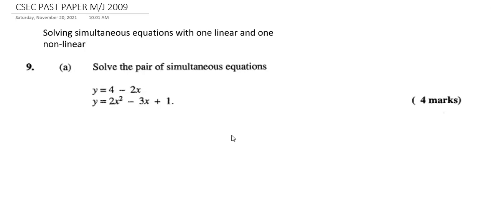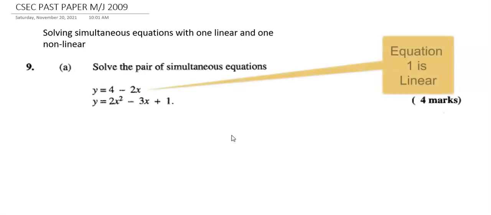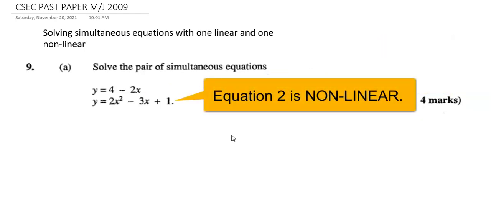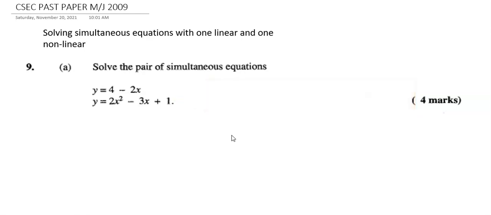Alright? And so what we're doing guys, we're solving simultaneous equations with one linear and one non-linear, which is exactly what we have there guys. So when you look at equation 1, you see firstly that it is definitely linear because it takes the general form y equal mx plus c. And then you look at equation 2, you see that it's definitely a quadratic. So guys, let's get straight into it now.